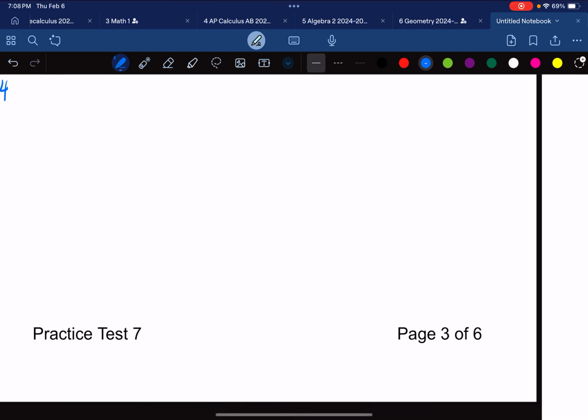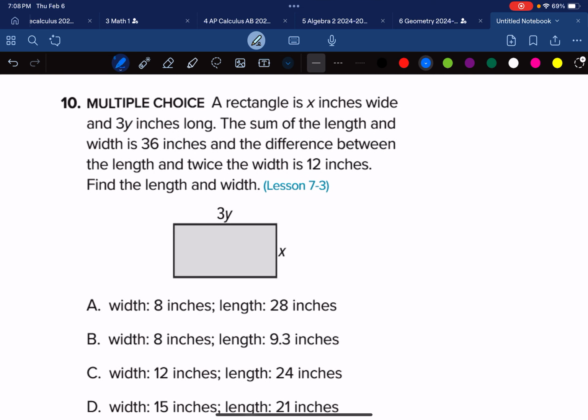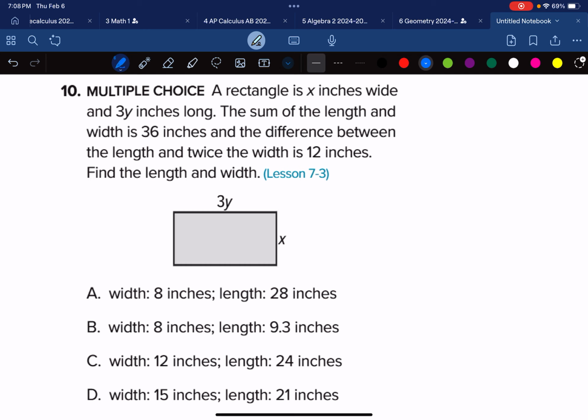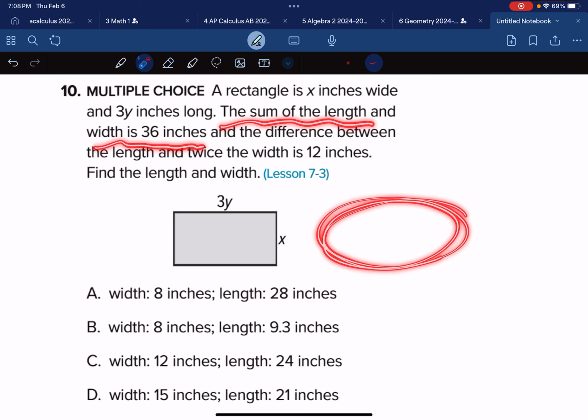All right, moving on to number 10. Ooh, multiple choice with a word problem. Let's go ahead and read. A rectangle is x inches wide. I already did that. And 3y inches long. Diagram is correct so far. The sum of the length and the width is 36 inches. That hasn't been added, so we probably need to write that down.